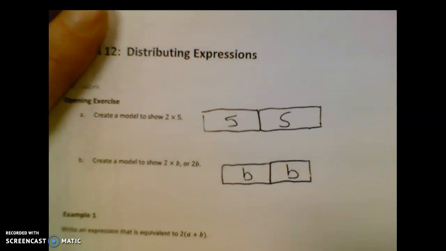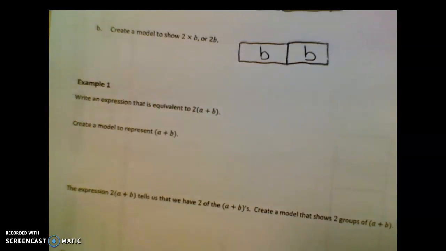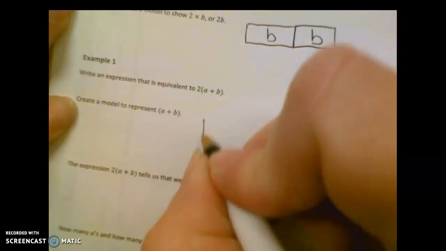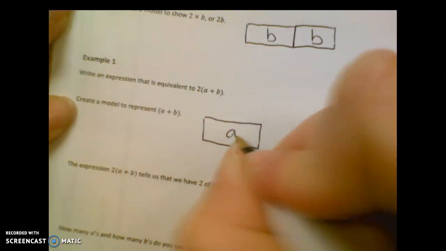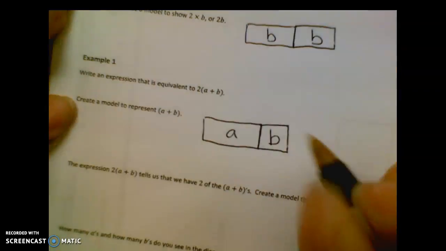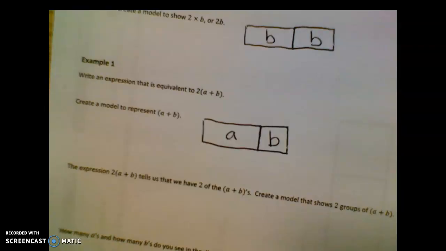So now we're going to move to example 1, where we're going to try to write an expression that is equivalent, or the same, as 2 groups of a plus b. So first, we're going to create a model that would represent a plus b. So go ahead and draw a model for a plus b. Again, it doesn't matter if your a is bigger than mine or smaller than mine. Just that a and b are different, so they should be different sizes, and that would be a plus b.